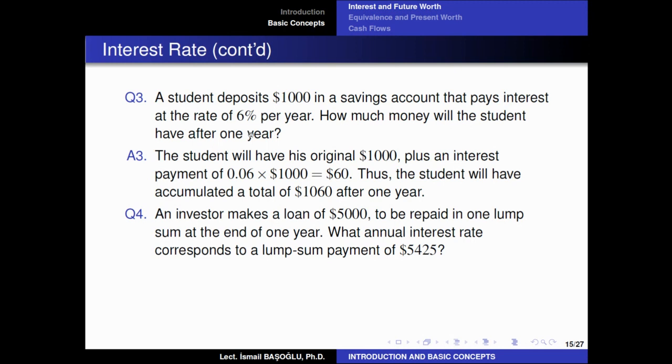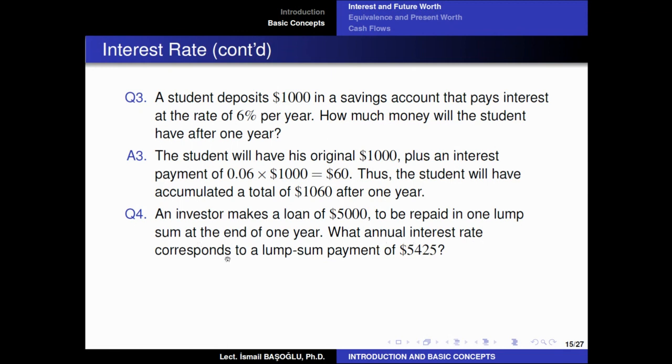Just like in the previous question, actually. I mean, in the end of 1 year, the student is going to have $1,060. If the student gets this money from the bank in a single installment, then this means the student gets the money in one lump sum. Now, at the end of the first year, the investor is going to repay one lump sum amount of money.